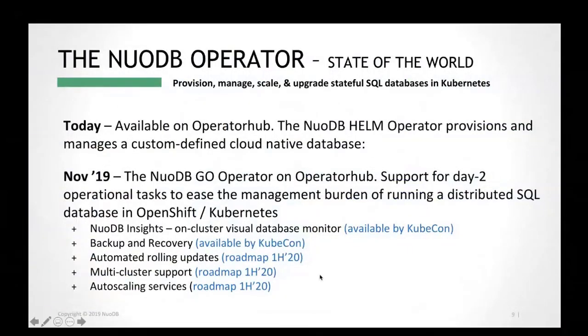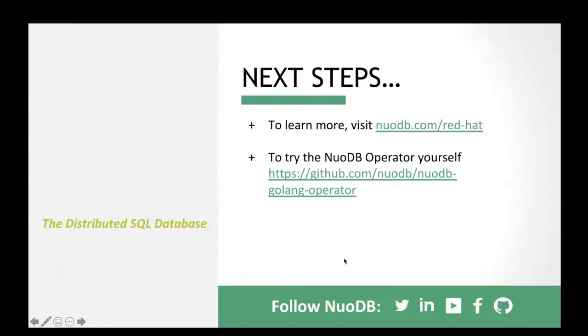Just jumping back quickly to our slide presentation, the last slide was a link where you can go and try and play with this yourself. To try the NuoDB operator yourself, just go out to our NuoDB GitHub. There's a NuoDB Golang operator page. The Golang operator will be there shortly publicly. Give it a try yourself. Like I said, the Helm operator is there either via Operator Hub or via these directions on the GitHub.